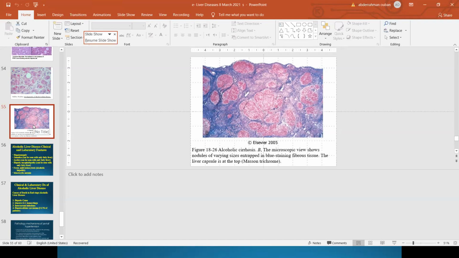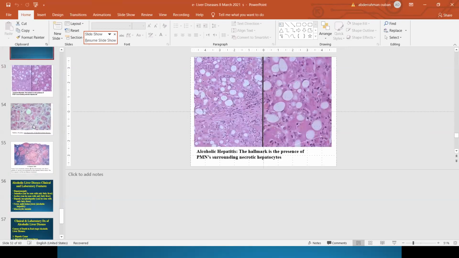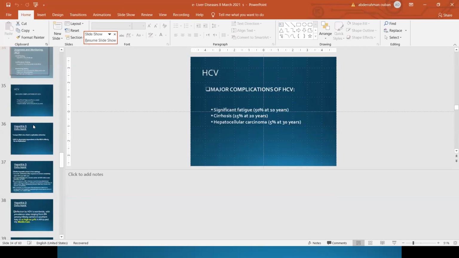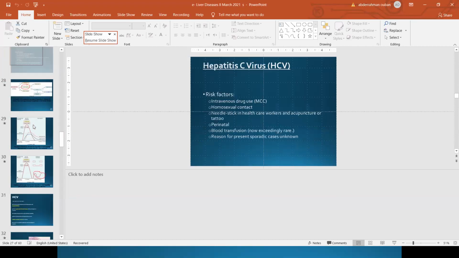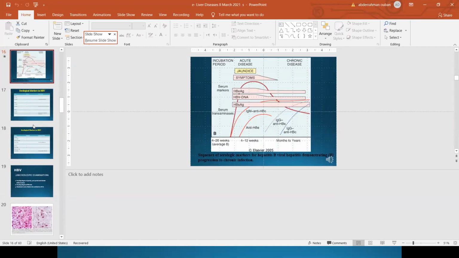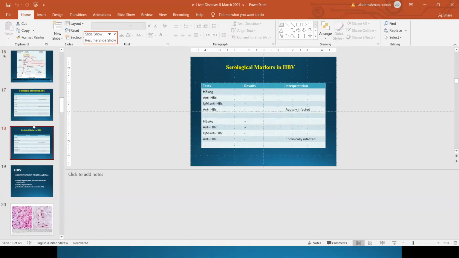Yes, Doctor, thank you. One last thing. That table that you were talking about with the patients, I think it was slide 18, the last table on the serological markers in HBV. Right, it's slide 18, yes. Can you please explain this again if you don't mind?